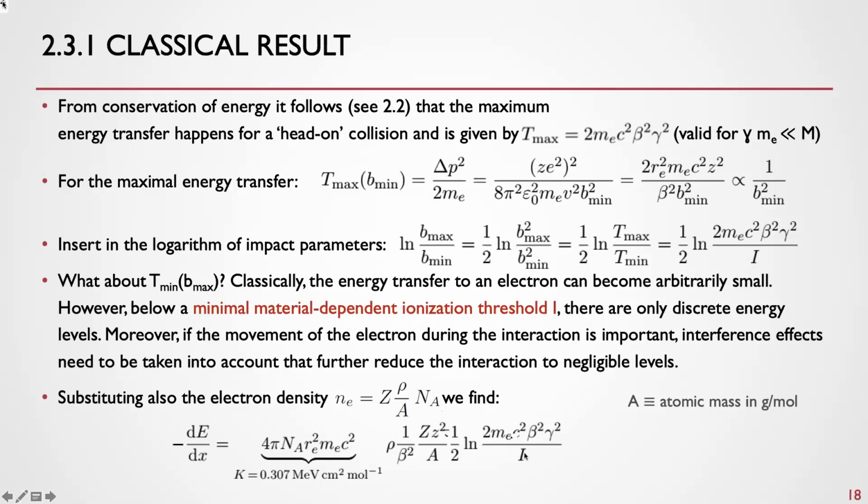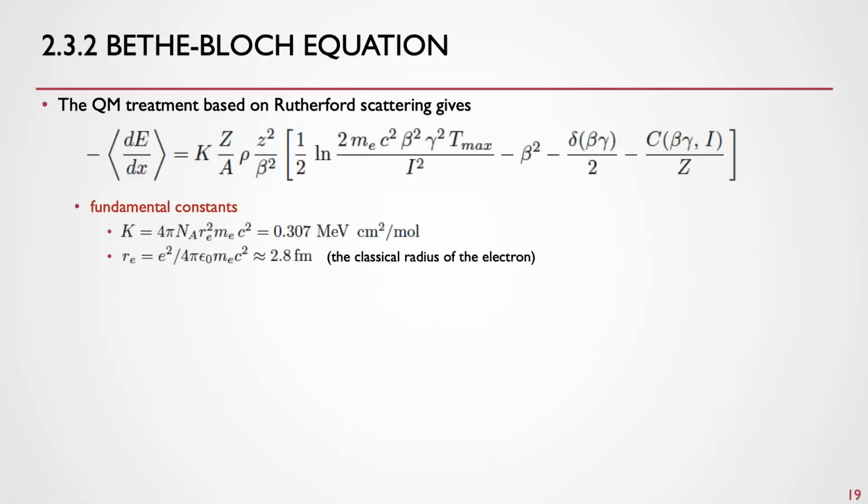And then there is our logarithm, and the logarithm is the ratio of the kinetic maximum energy transfer formula divided by the material property describing the minimal ionization threshold. So the reality is only slightly more complicated.